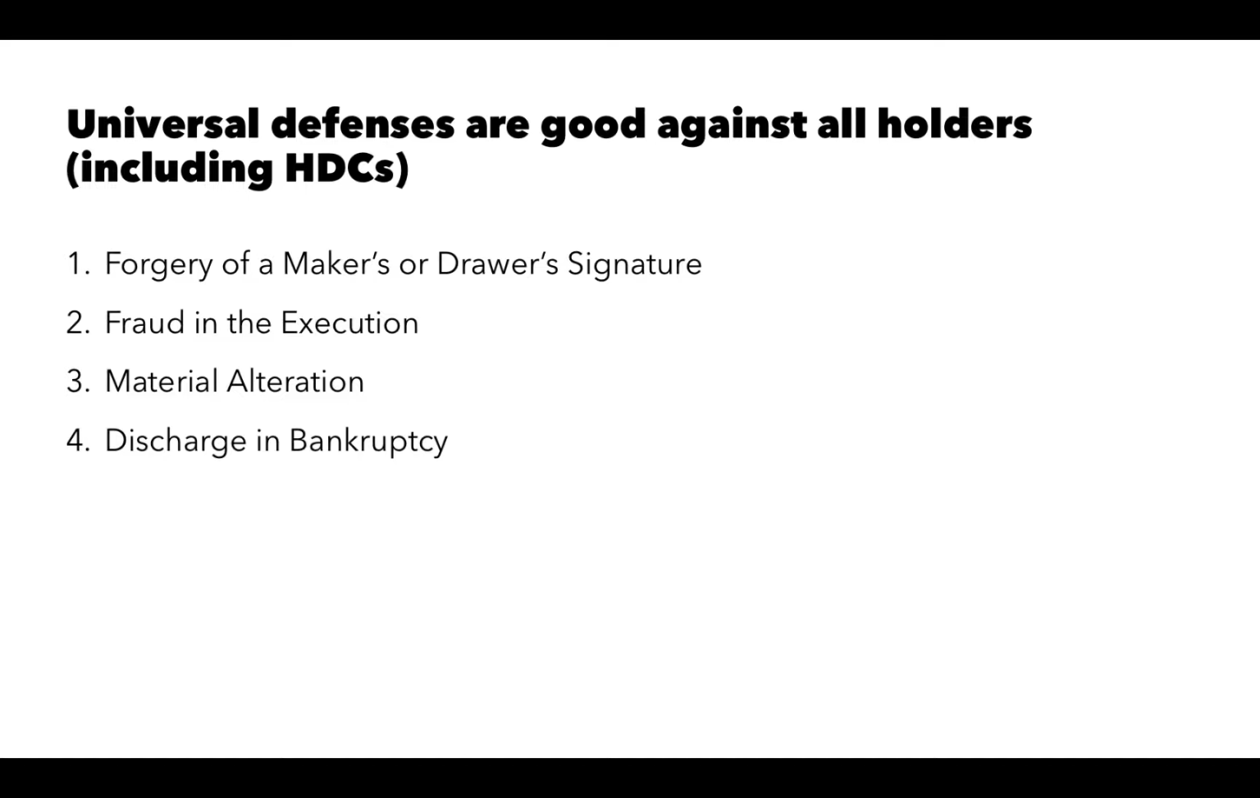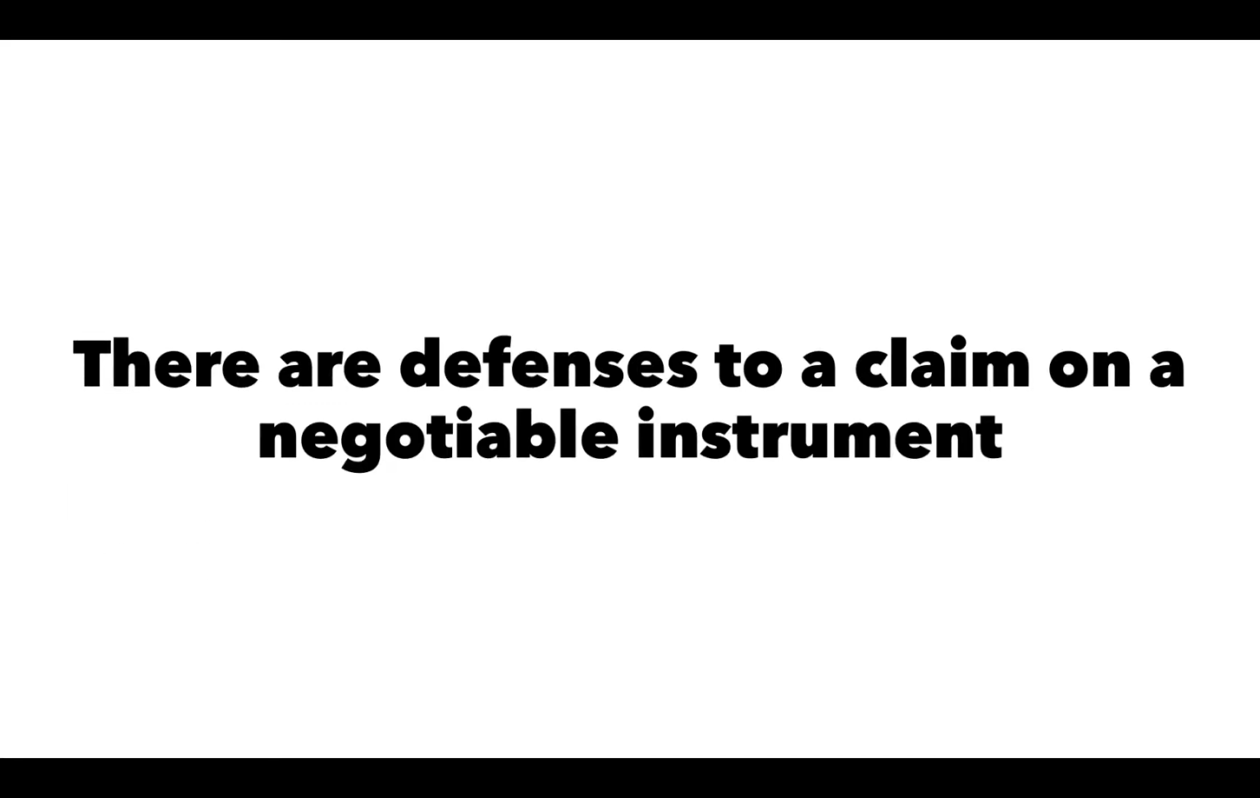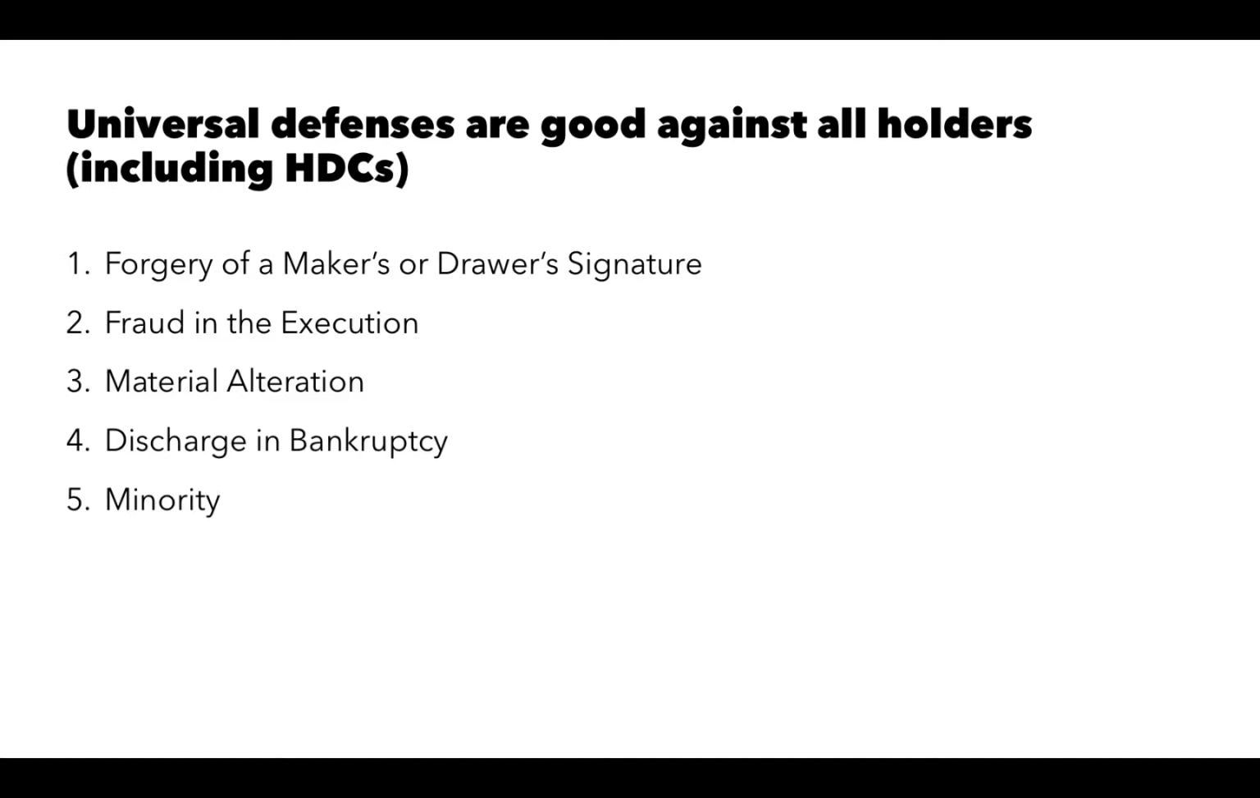Discharge in bankruptcy. Discharge is an absolute defense against the claims of any holder, including a holder in due course. Minority is a defense to liability on an instrument to the same extent that it is a defense to contract liability. Illegality, any illegal act which would render a contract void under state law, is an absolute defense against the claims of a holder, including any holder in due course.